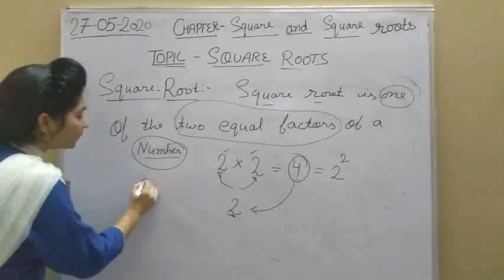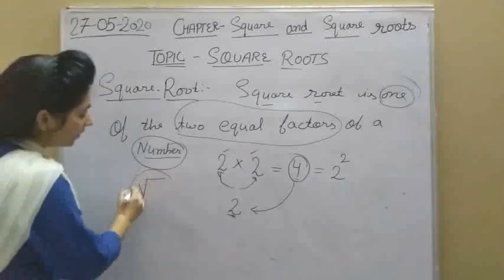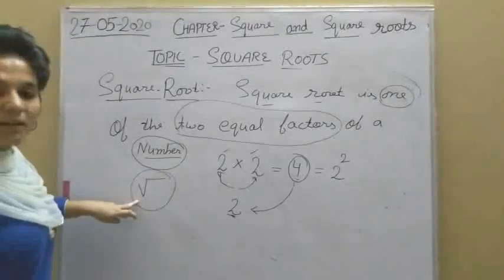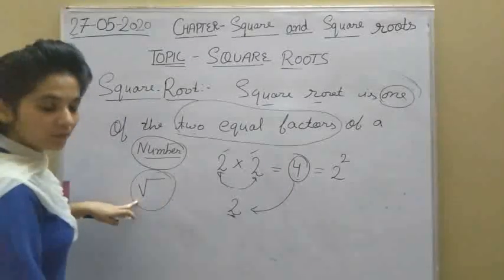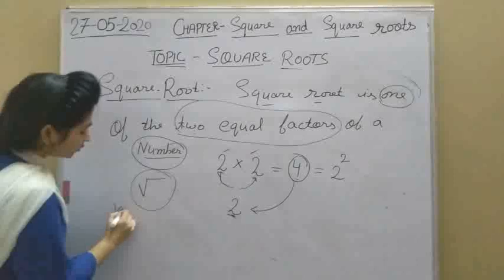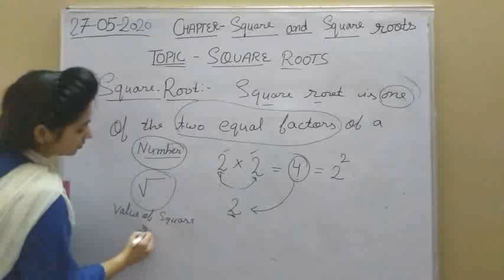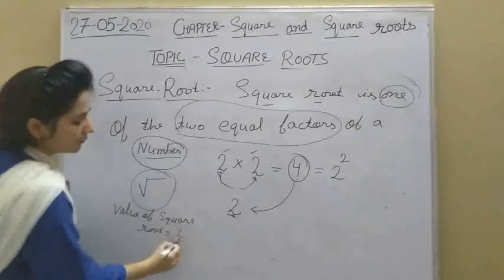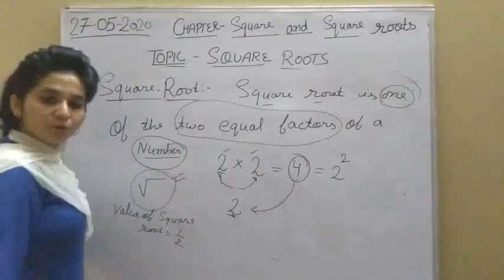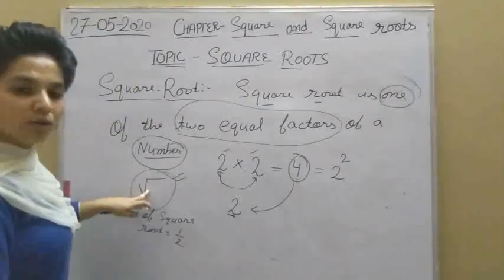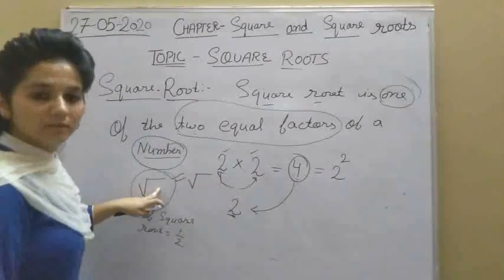And it is denoted by this symbol. This is the symbol of square root. The symbol used for the square root is like this.